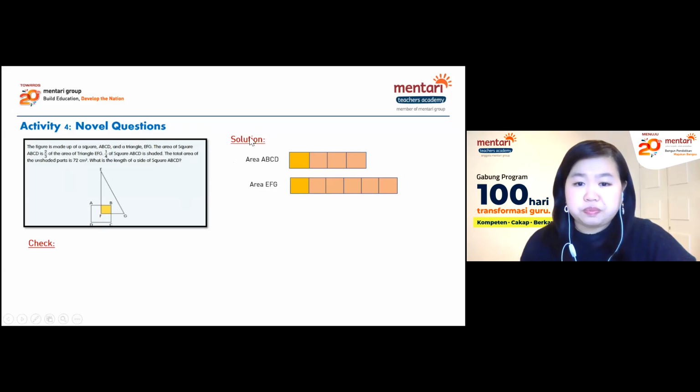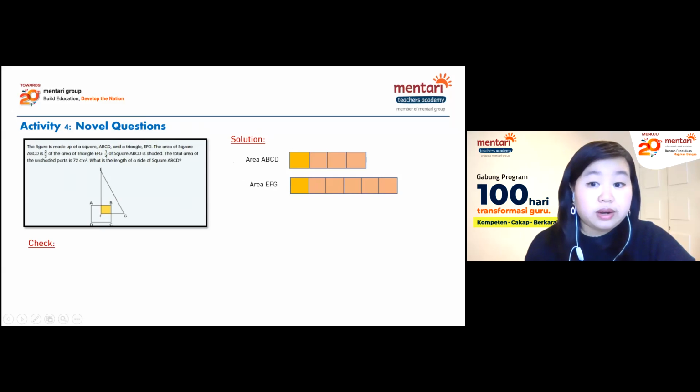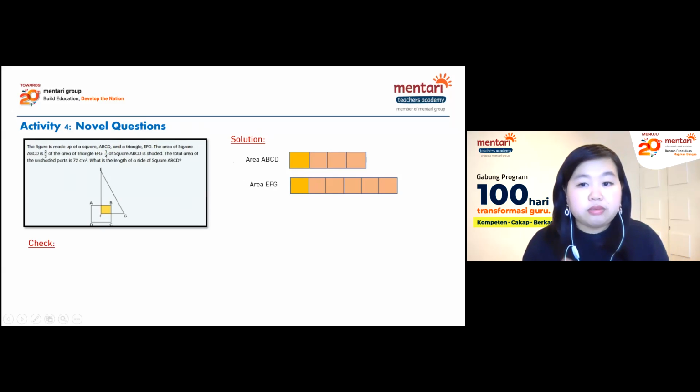So for the first model, I just created the area of ABCD. The first model represents the area of the square ABCD. I created 4 parts here because I know that a quarter of square ABCD is shaded. So that's one part of 4 equal parts, and the color is yellow. This is the part that's shaded. So the remaining part equals 3/4. So 3/4 of ABCD is not shaded.